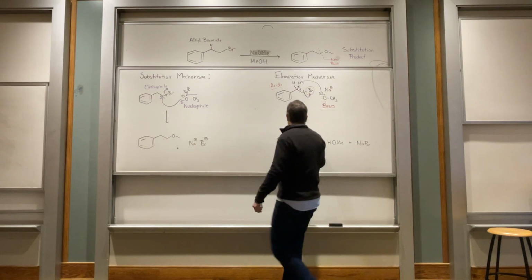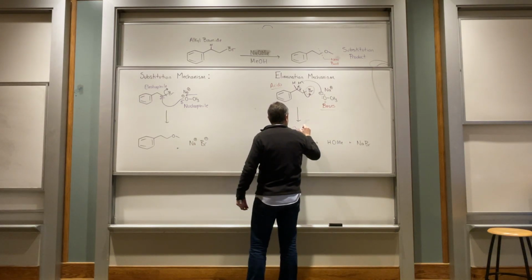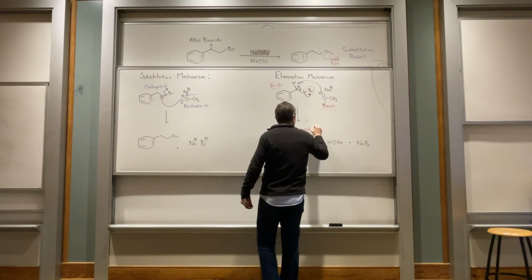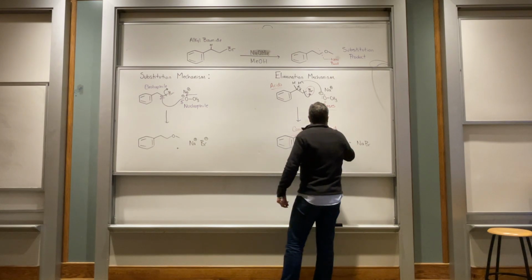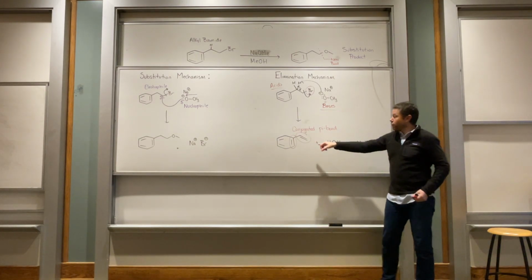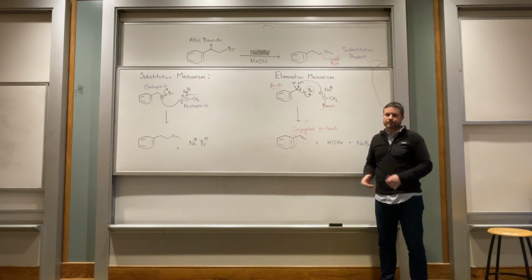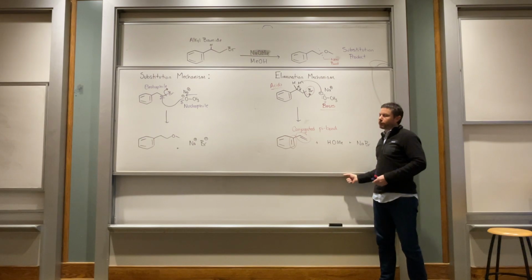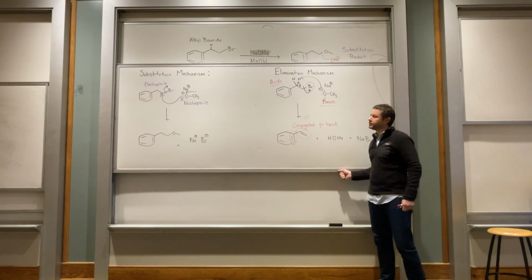But another thing to look at here is in the product. This would be thermodynamically favorable because we're creating a double bond that's in conjugation with the rest of the pi system. Okay, so we're creating a relatively low energy bond.